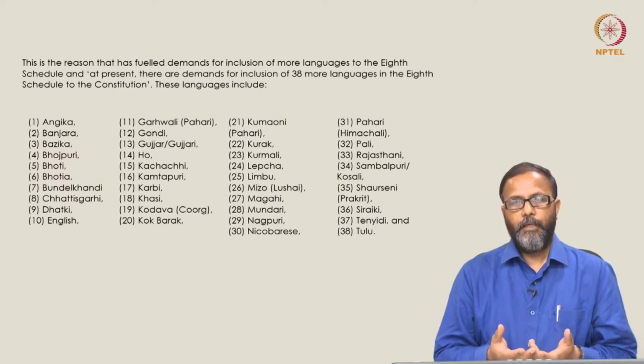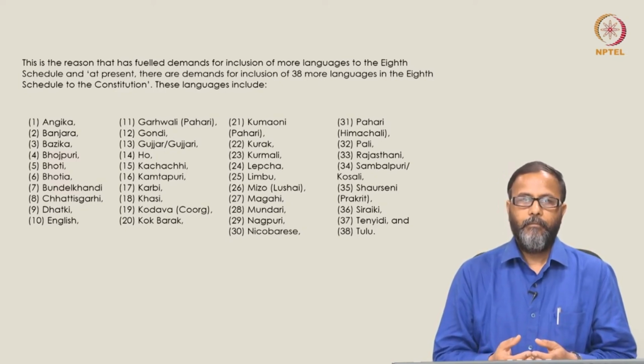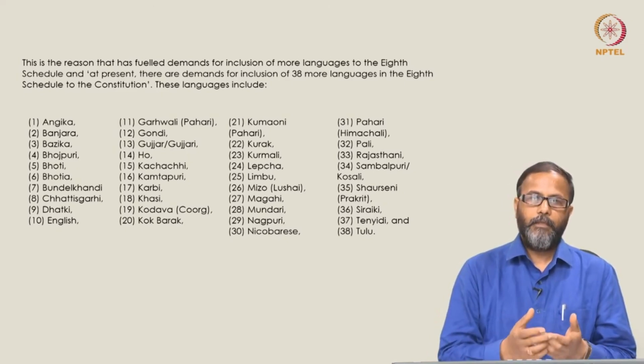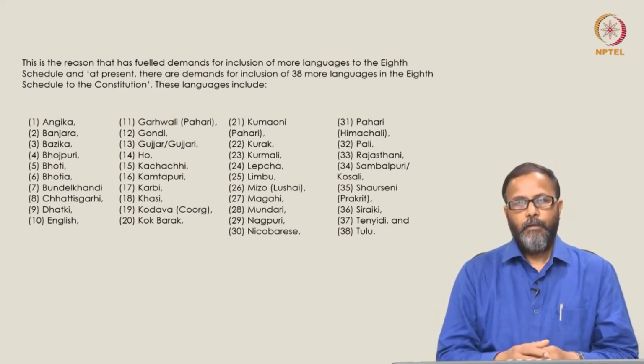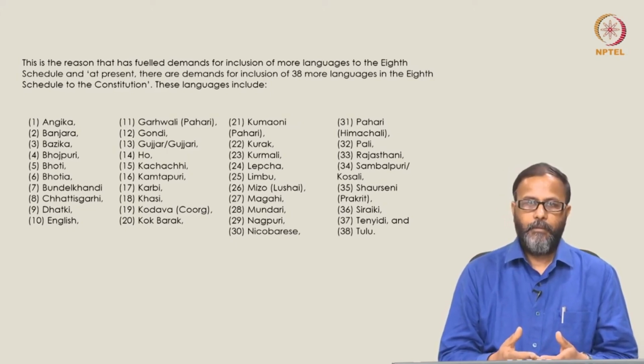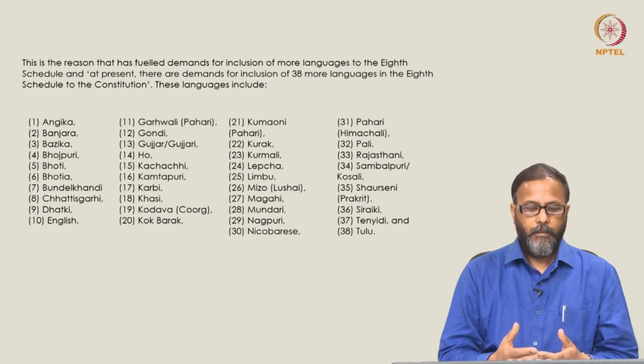Such applications are 38 in number. So 38 more languages other than scheduled languages are also contesting for inclusion in the list. So they are non-scheduled languages and they are contesting for being scheduled or listed in the 8th schedule. And what are these languages?